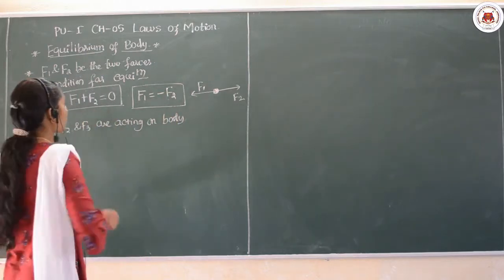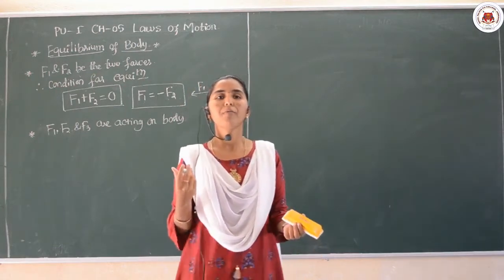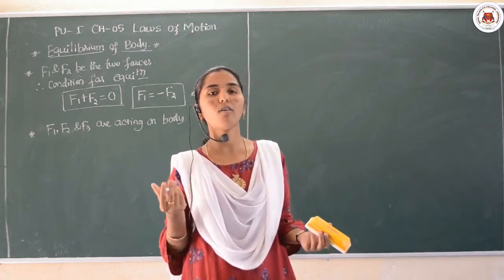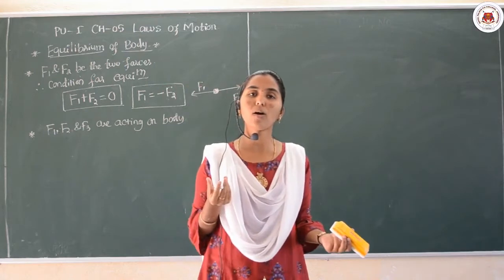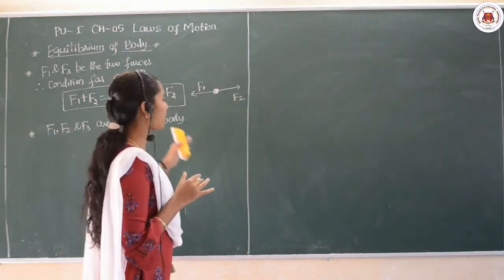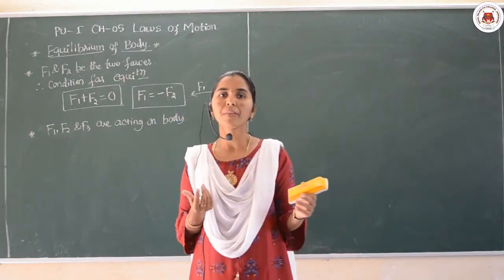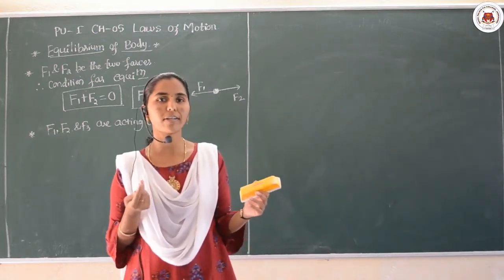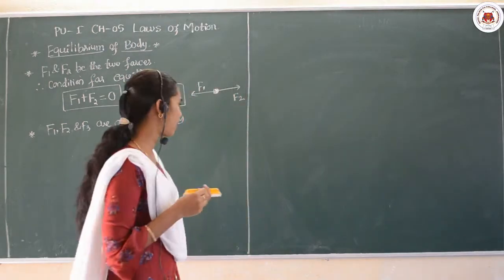In order to understand the forces acting on a body and its equilibrium, we may apply the triangle law of vector addition or the parallelogram law of vector addition. When three forces are acting on the body, to bring the condition for equilibrium, we can use these two laws: one is the triangle law of vector addition, another one is the parallelogram law of vector addition.